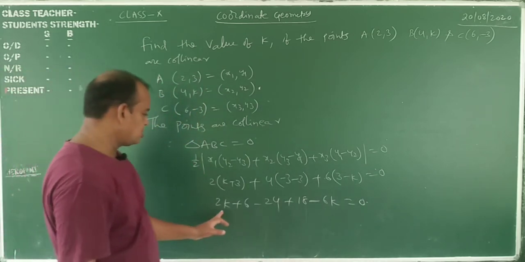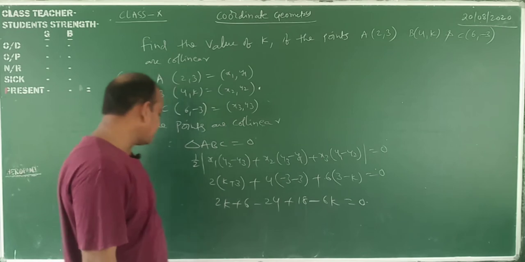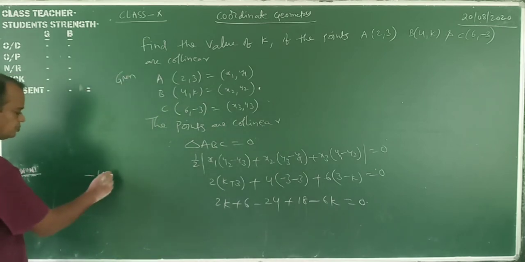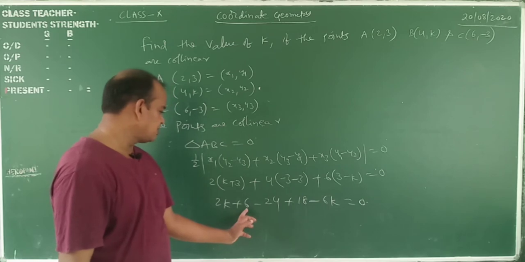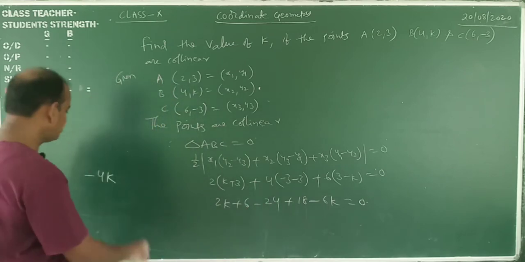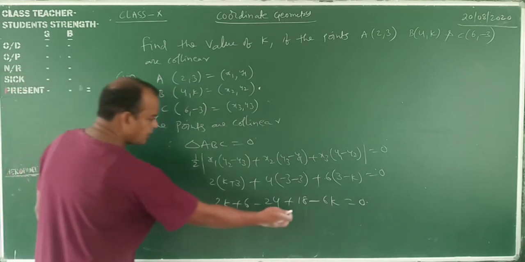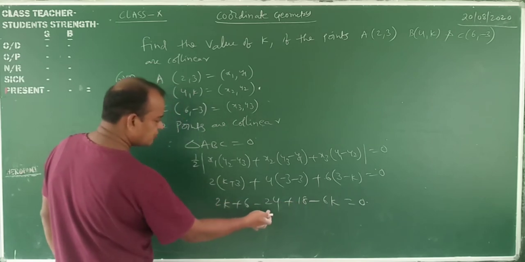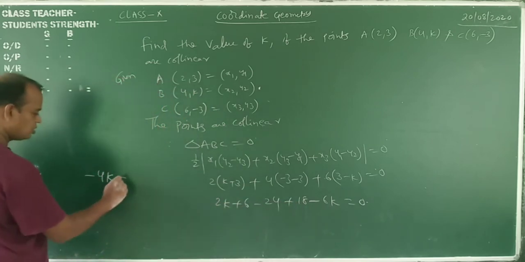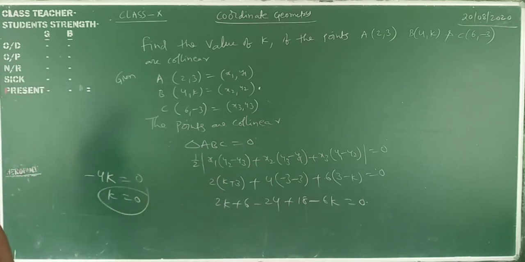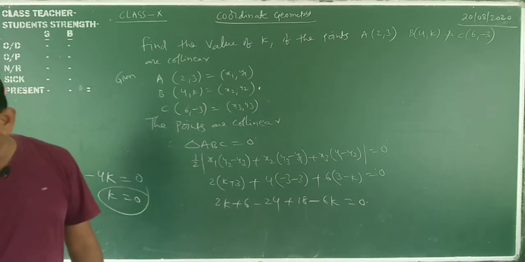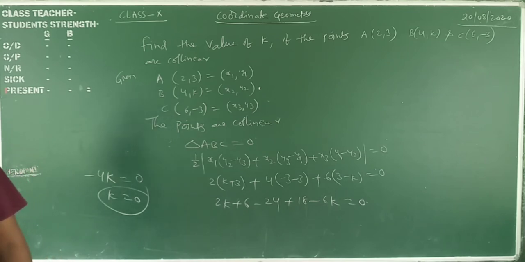Okay, my dear students, 2k minus 6k, that is minus 4k. 18 plus 6 is 24, minus 24 is equal to 0. 18 plus 6, 24, minus 24 is there, 0. The k value is equal to 0. The value of k is equal to 0. Okay, that is enough.